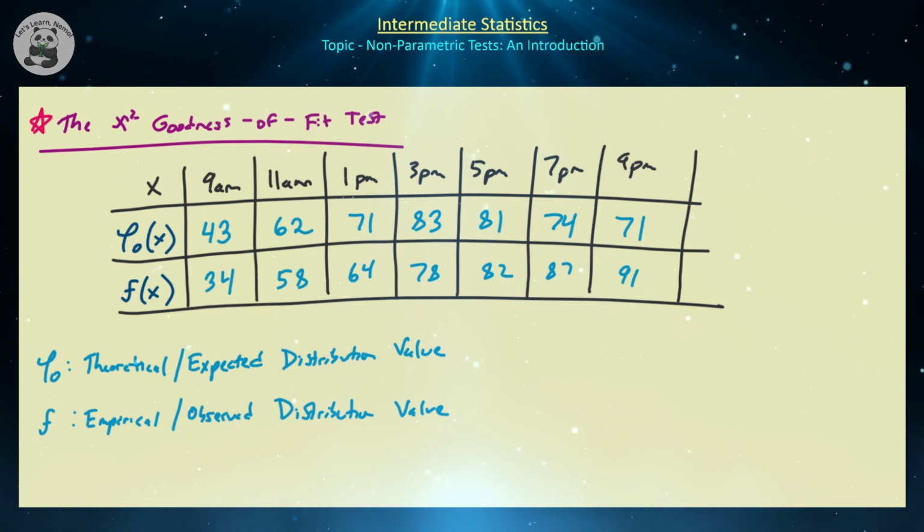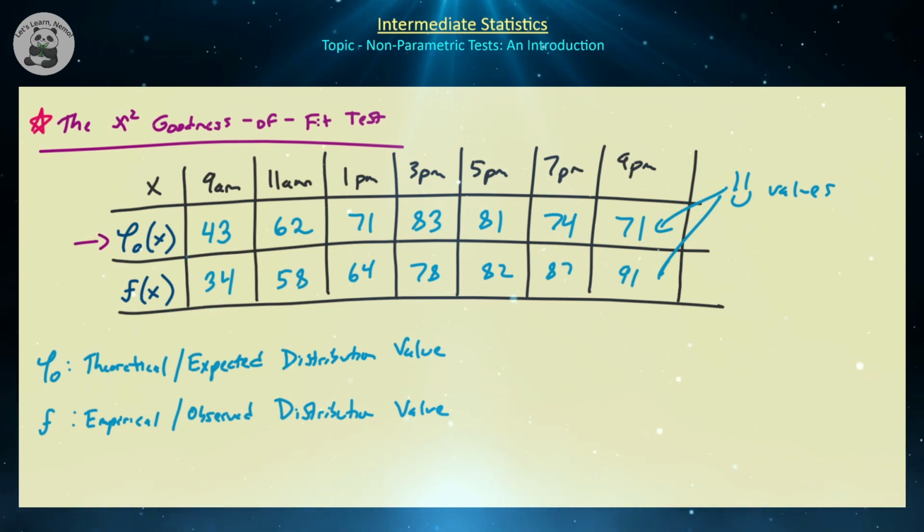So what exactly does a goodness of fit test test? What we have here is a distribution of values. Let's assume that these blue values represent happiness values, right? If we look at this symbol here, which is the Greek letter phi subscript 0 of x, that's the theoretical or expected distribution of happiness. It increases from 9 a.m. to 11 a.m., and then increases to 1 p.m., increases at 3 p.m., but after 3 p.m. it starts to decrease as you move throughout the evening.